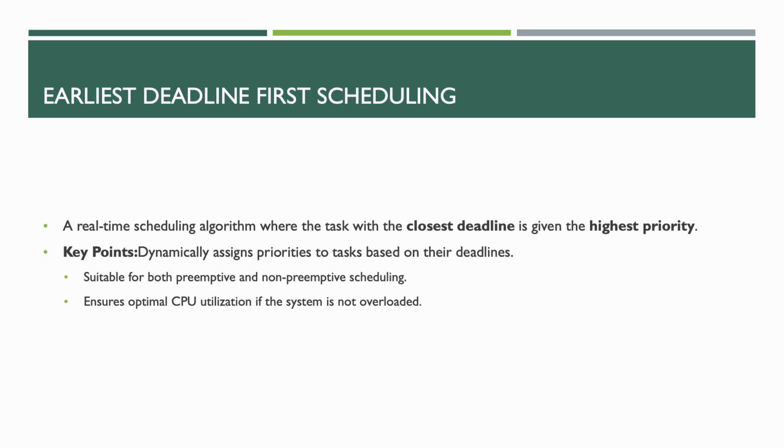Okay. Third, it ensures optimal CPU utilization if the system is not overloaded. So EDF scheduling achieves 100% CPU utilization in ideal conditions, meaning all deadlines can be met if the system load is manageable. However, if the system is overloaded, some tasks may miss their deadlines, leading to performance degradation.